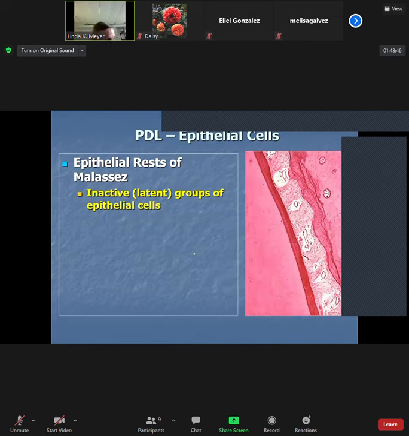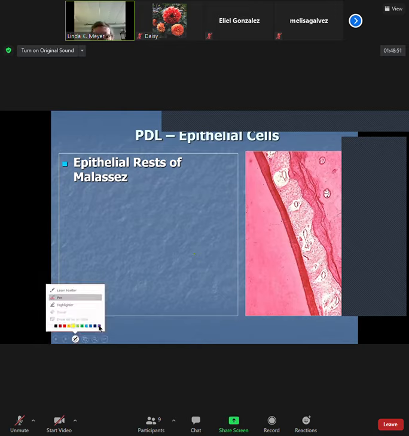Let me just, these epithelial rests of Malassez. I'm going to draw them in just anywhere on your picture, and I'm going to just draw them like a cluster of grapes, or you might see them like a cord of epithelial cells. Okay, how can epithelial cells be found in a connective tissue?